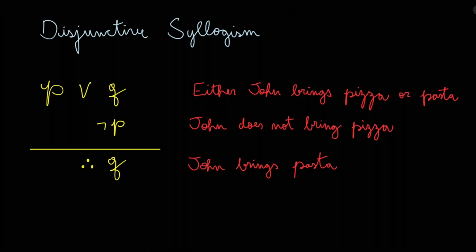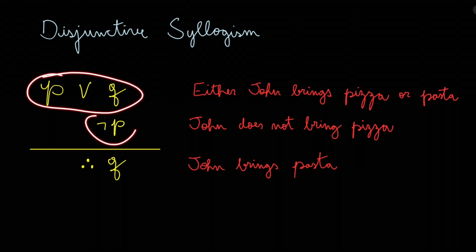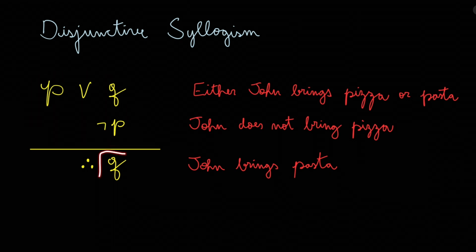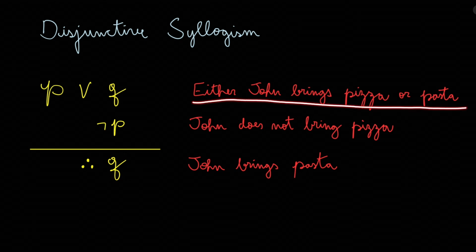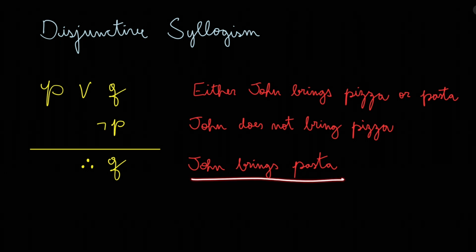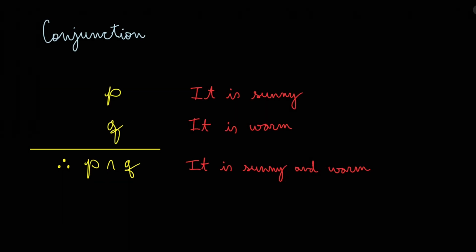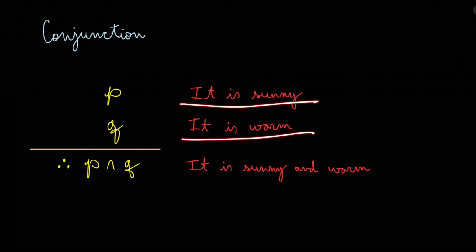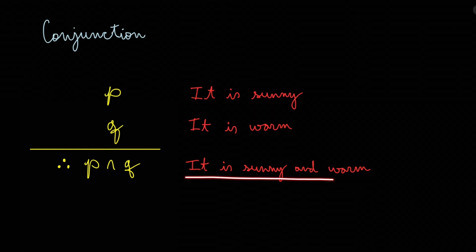Disjunctive syllogism. P or Q and not P, therefore Q. For example, either John brings pizza or pasta. John does not bring pizza. Therefore, John brings pasta. Next, conjunction. If P is true and Q is true, P and Q is true. So it is sunny, it is warm, therefore it is sunny and warm.